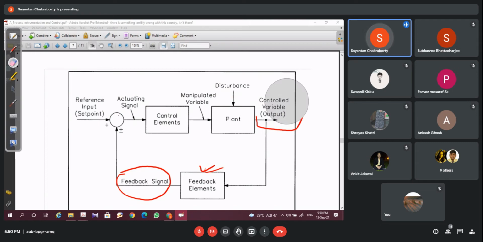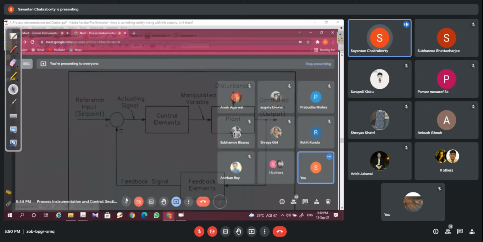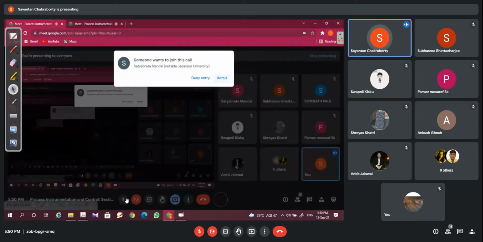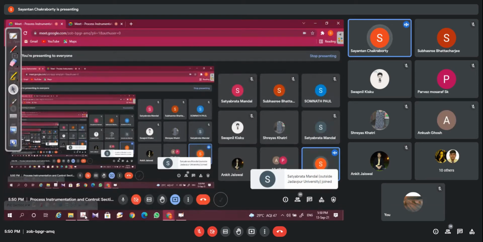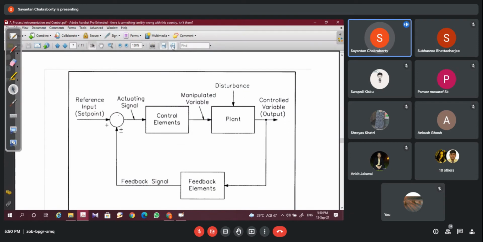I think as long as I'm not giving an example, this block diagram will not speak anything. Right? I'll just check intermediately whether new participants have come or not. Yes, as getting an indication here. So if we take an example now, let's see.